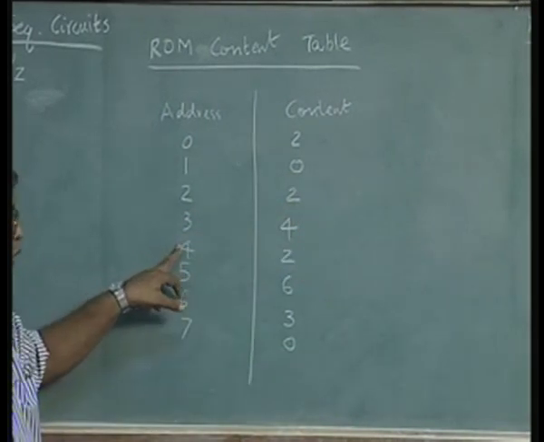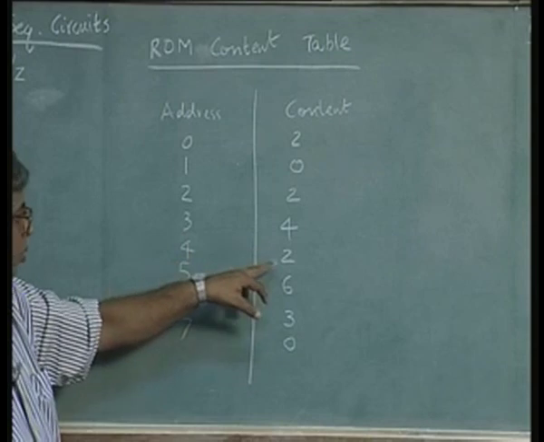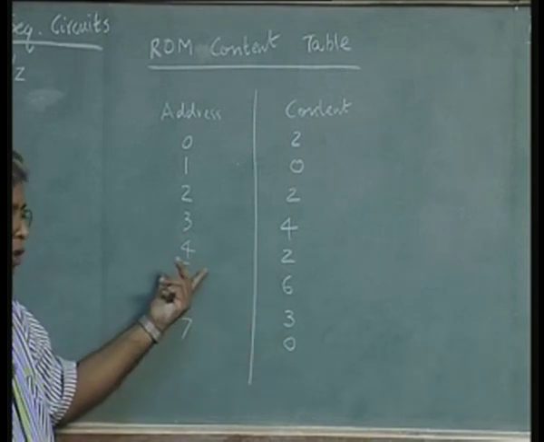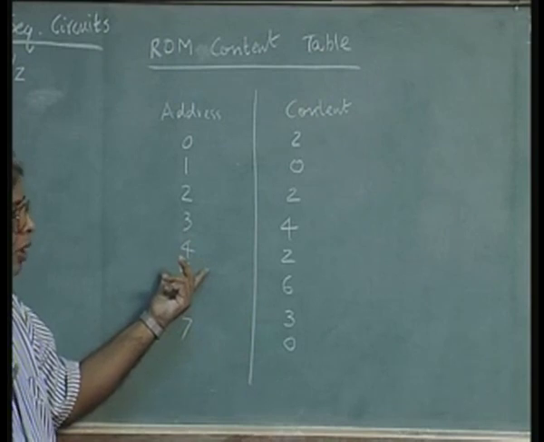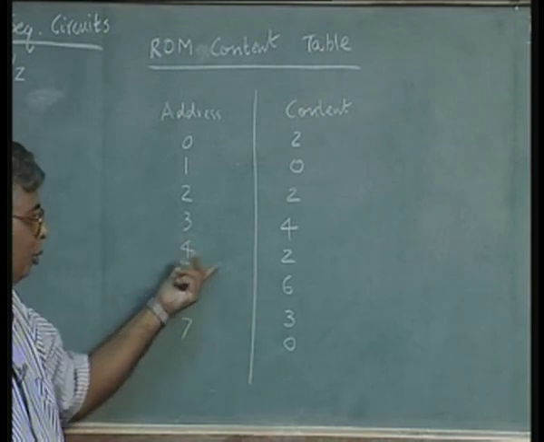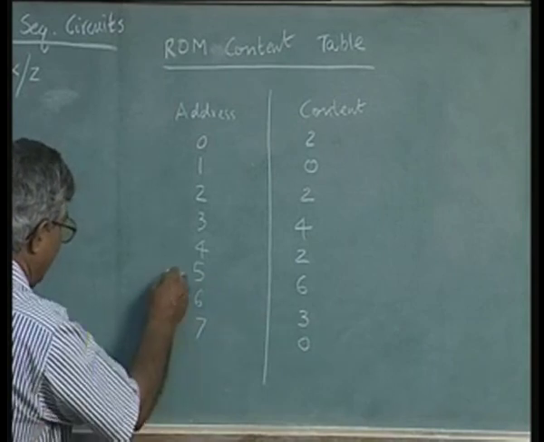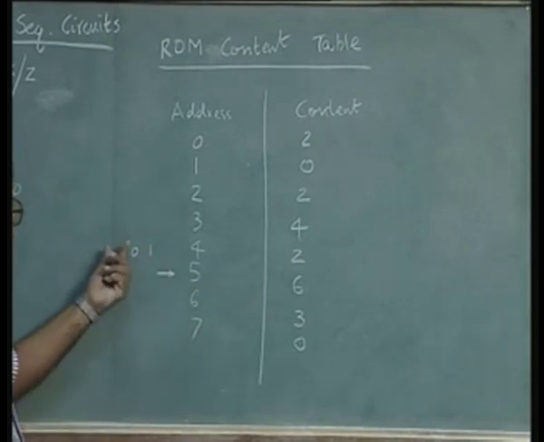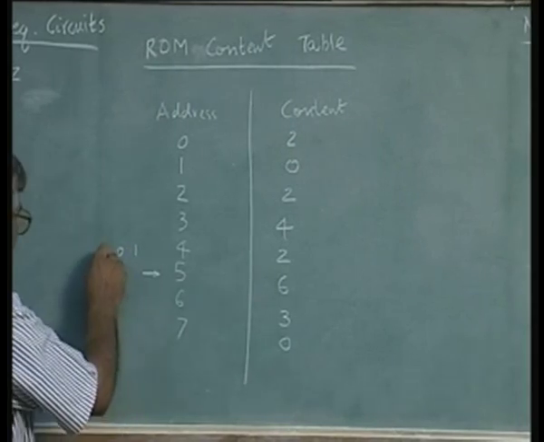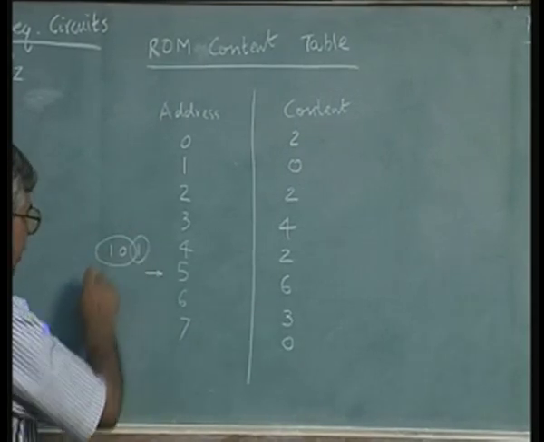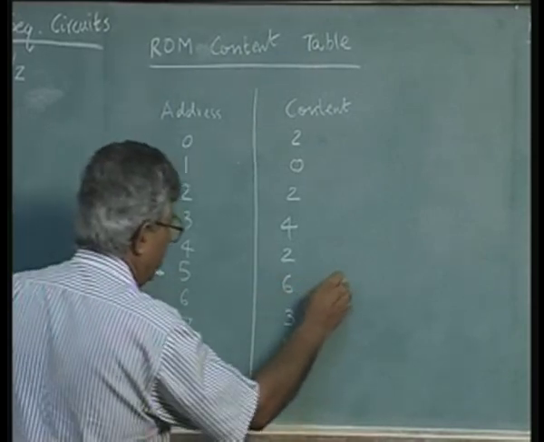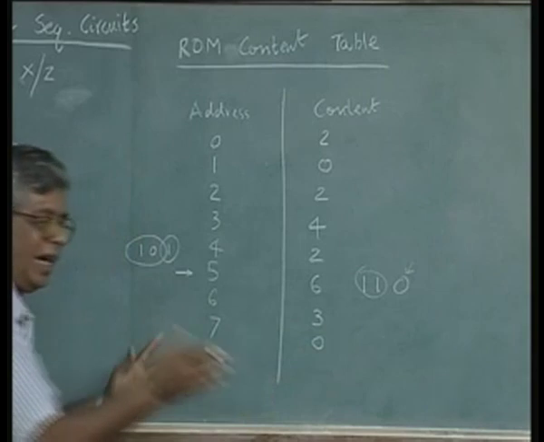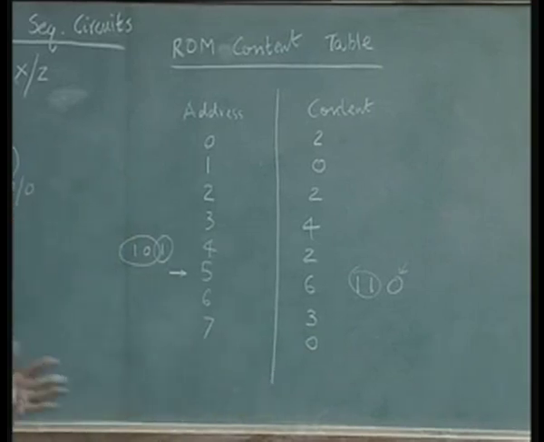Let us take some other content. Location 5 has content 6. 5 is 1, 0, 1, which corresponds to the 1, 0 state and the input 1. The first two are the state variables, the next is the input variable. So when the state is 1, 0 and the input is 1, what should be the output? 1, 1, 0. That means the next state is 1, 1 and the output is Z. All of that is concatenated, and the information is contained in this ROM table.